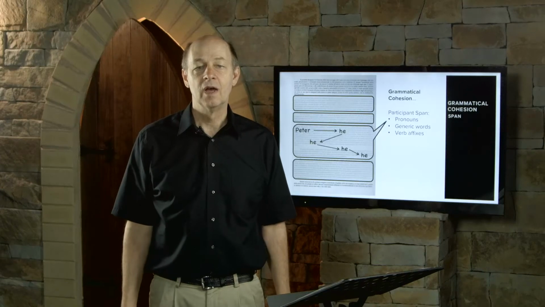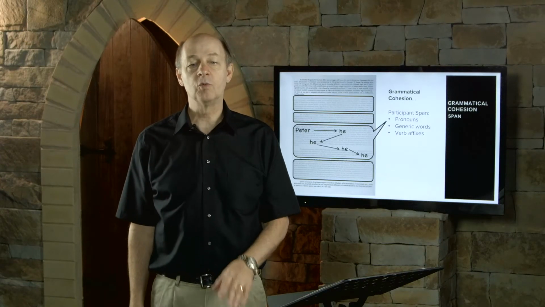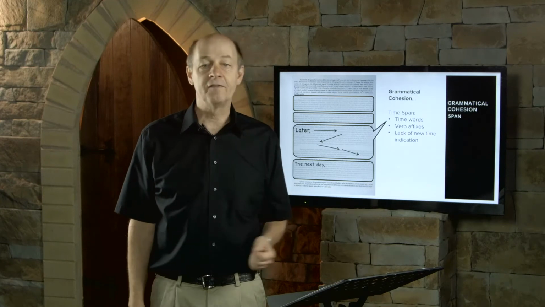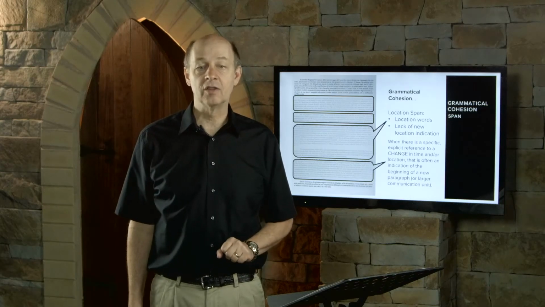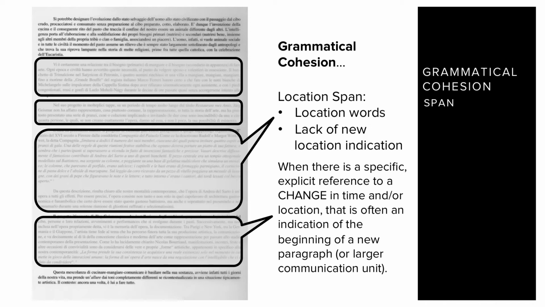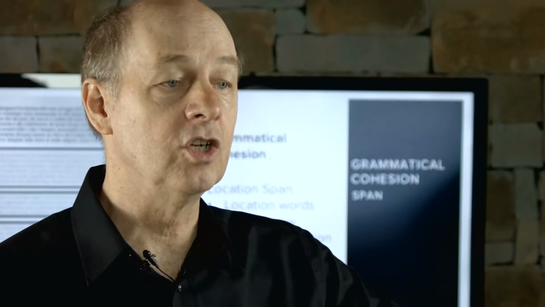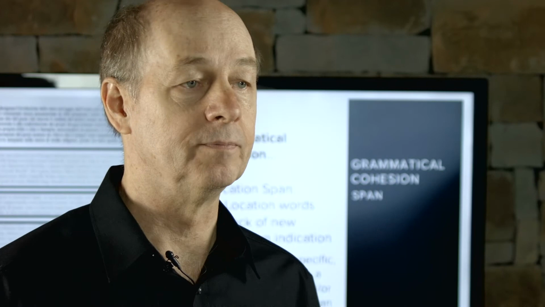With time span, there could be time words, some kinds of verb affixes, or the lack of a new time indication. The same with location span. There could be location words or the lack of a new location indication. In a body of text, when there is a specific explicit reference to a change in time or location or something else to do with the setting, that is often the indication of the beginning of a new paragraph or the beginning of a larger communication unit, which of course would be a boundary.